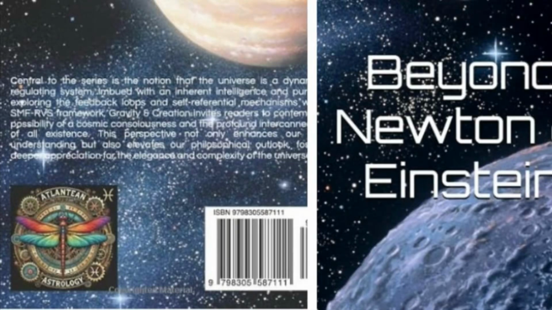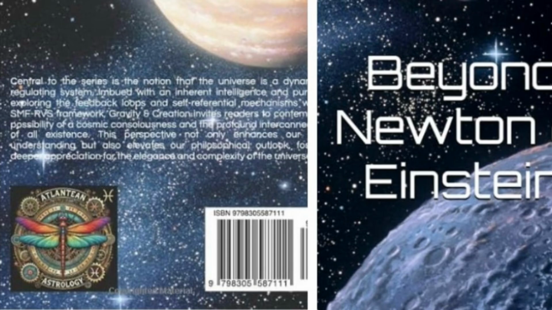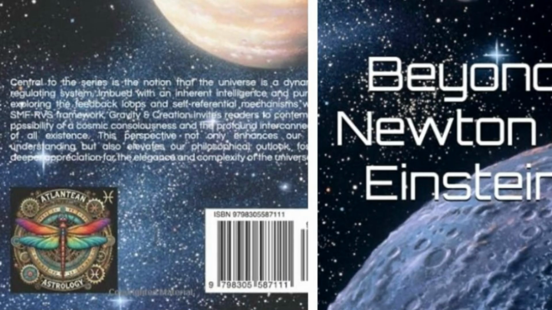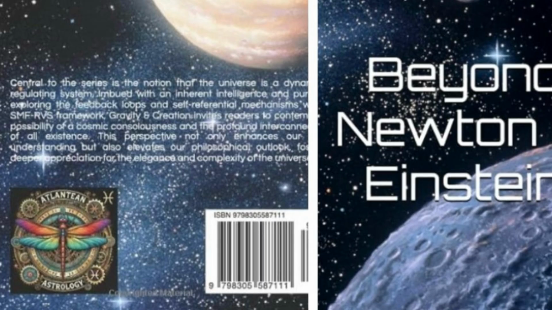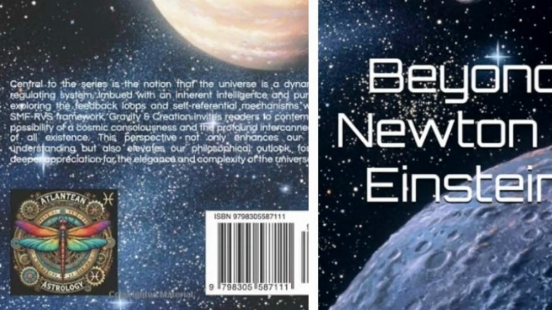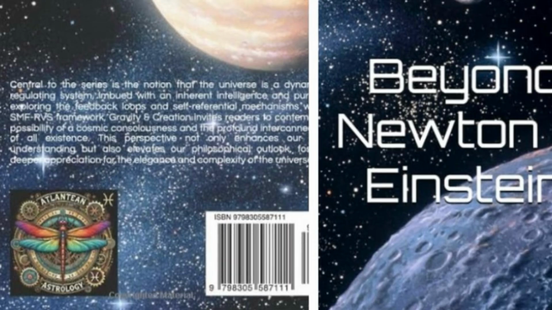All right, so we're diving into a theory today that says gravity might not be a pull, but a push. Yeah, I know, right? Wild stuff. It's called the Grand Fibonacci SMF RVS theory of gravity, and it's really turning everything we thought we knew about the universe upside down. Yeah, it's a fascinating concept. It suggests that instead of mass attracting mass, objects are actually being pushed by something called pressure gradients in the vacuum of space.